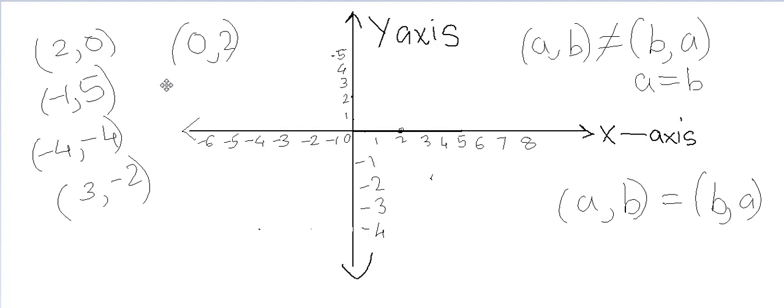So here we also observe that the points which have their y coordinate as 0 lie on the x-axis, and the points which have their x coordinate 0 lie on the y-axis, and the point which has both of the coordinates 0, that is the origin and it lies here.